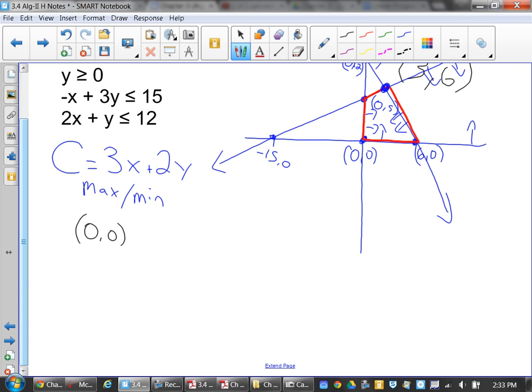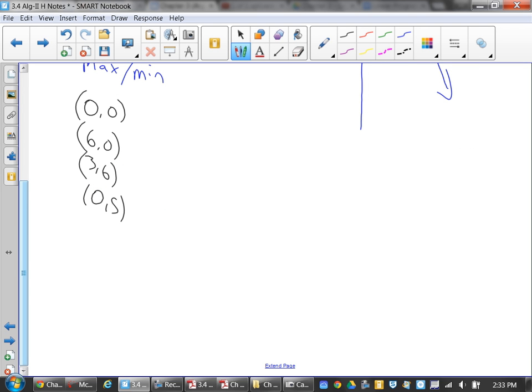0, 0, 6, 0, 3, 6, and 0, 5. With those 4 ordered pairs, you're going to test them at your constraint function. Basically, it just means you're going to substitute in the values of x and y into that constraint to find the maximum value. What was it, 3x plus 2y?